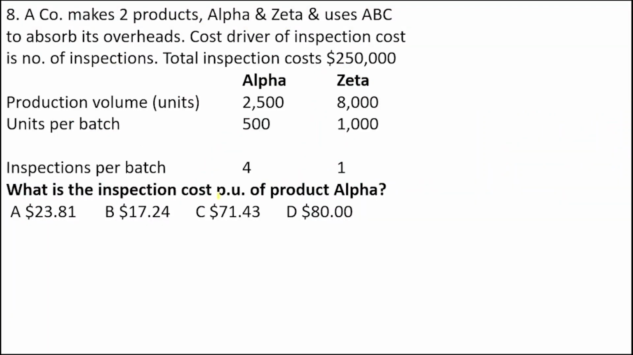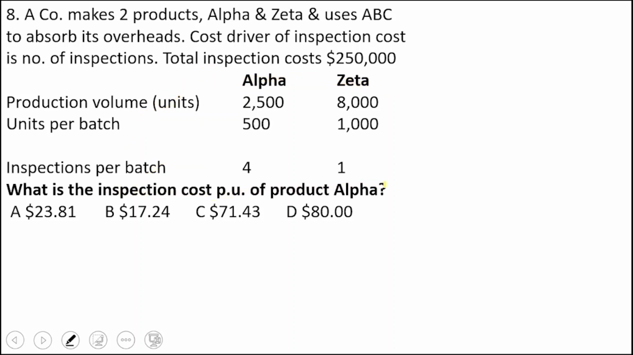Question number 8. A company makes two products, alpha and zeta, and uses ABC to absorb its overheads. Cost driver of inspection cost is the number of inspections. Total inspection cost is $250,000. So they have given the details of alpha and zeta. The production volume in units is given. The units per batch is given. And the inspections per batch is also given. What is the inspection cost per unit of product alpha?